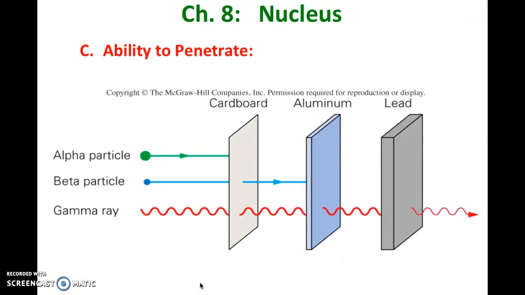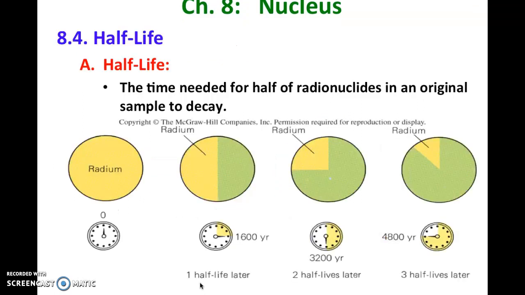Gamma rays have the best ability to penetrate, while alpha particles have the least ability to penetrate. Different radionuclides decay on different timescales. The time needed for half of the radionuclides in an original sample to decay is called the half-life.